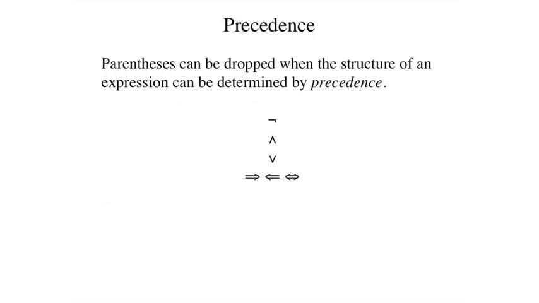The solution to this problem is the use of operator precedence. The table shown here gives a hierarchy of precedence for our operators. The negation operator has higher precedence than any of the other operators, and AND has higher precedence than OR and the remaining operators, and OR has higher precedence than the implication operator, the reduction operator, or the equivalence operator. And those last 3 operators have equal precedence.